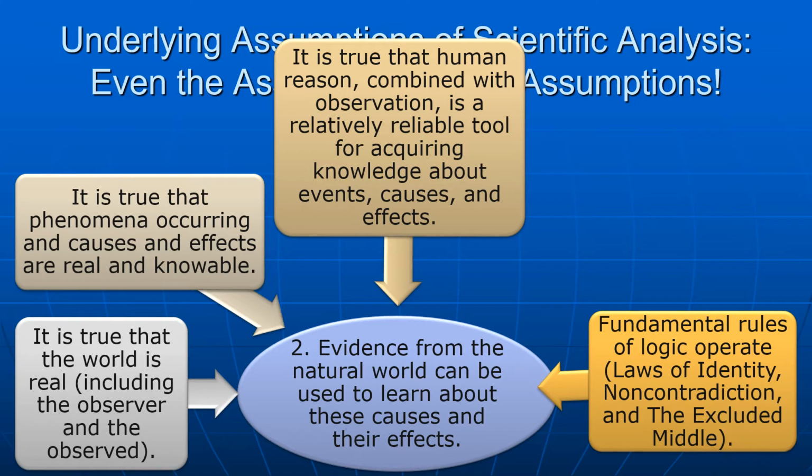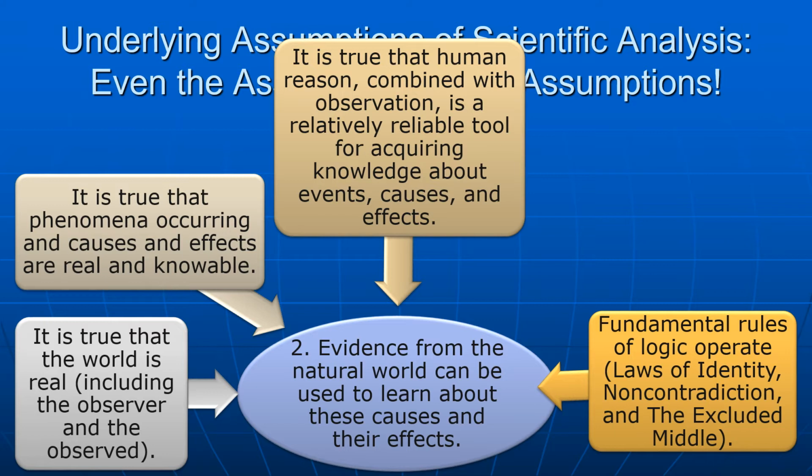But a fundamental assumption is that our own abilities to reason and observe and to make connections on a mental basis is a relatively reliable method for acquiring knowledge. And we can use our mind and we can use observation to connect events, causes, and their effects. So the underlying assumption here is that there's evidence out there about causes and effects. As scientists, we're assuming that we have the skill set naturally and maybe enhanced with other tools to acquire that knowledge.